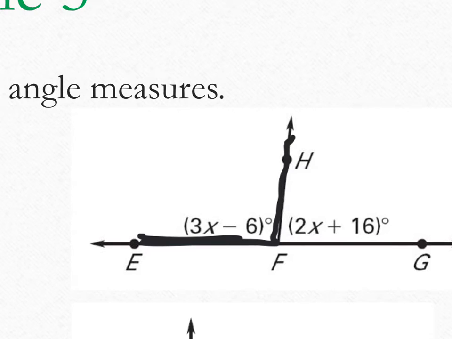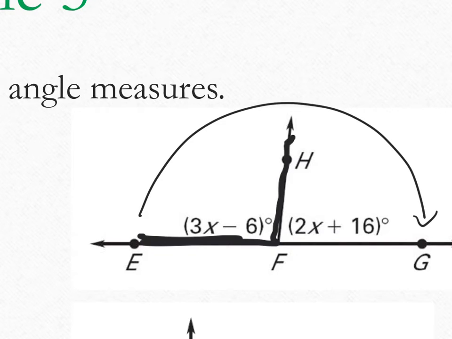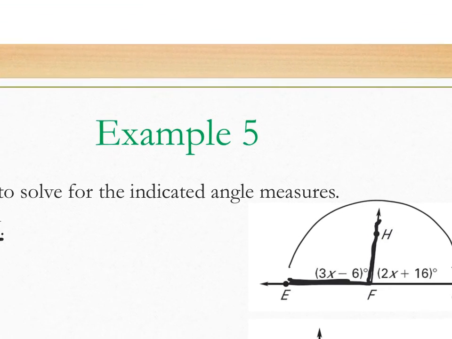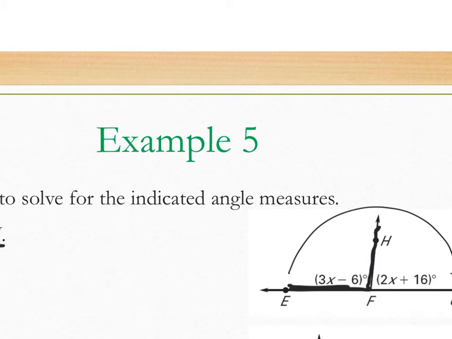EFG is 180. It's a straight angle. This is 180 degrees. So what do I know about those? That's a key piece of information. What can I do to start solving this then? If I were to add those two angles together, those linear pair, those next door neighbors, I know that they will equal 180. So 3x and 2x is 5x.